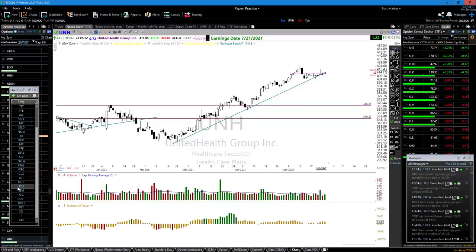Okay, so that's definitely possible to do. If you have a small account, that's another method of doing it. It's just finding a good allocation to a few easy trades like that and just let the trade grow. Okay.